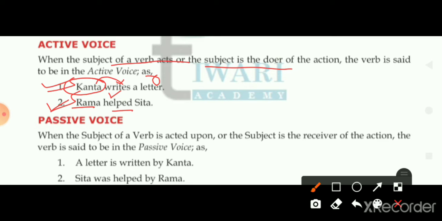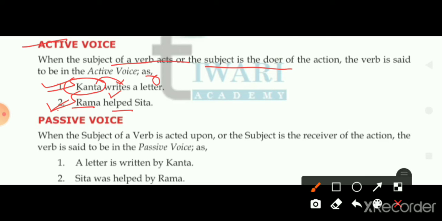Okay, so in both the sentences we can see that the subject of the verb is performing an action, or is the doer of the action. So we can simply say that whenever the subject is the doer of the action, or whenever the subject of a verb acts, then the voice in the sentence is going to be active voice.